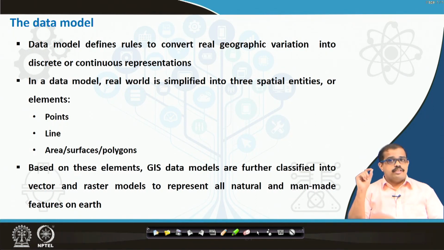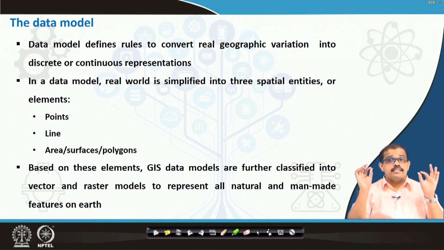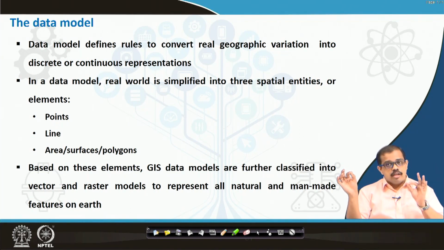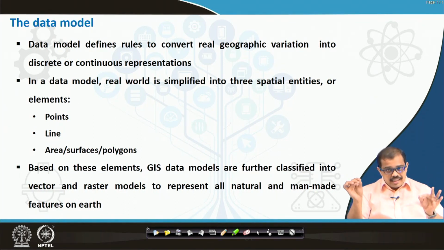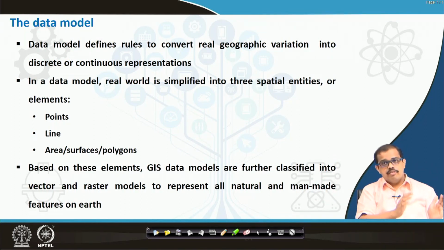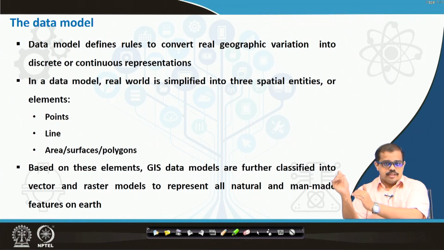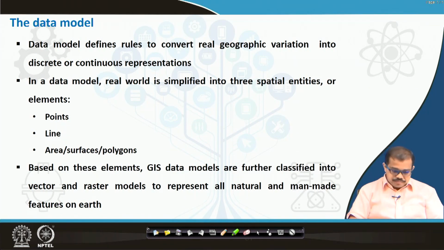So, just to signify that, what do you mean by a data model? It is nothing but rules, in inverted quotes, rules to convert a real geographic variation. So, please keep this in mind, it is a real geographic variation. Okay. Each of these real quantities is converted into discrete or continuous representations. So, you are converting a real value to a discrete or continuous representation. So, this is nothing but what is called a data model.